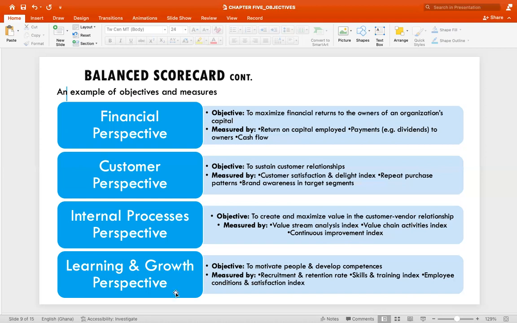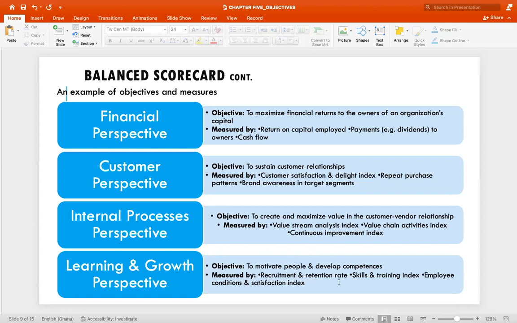Then we have the last one at the bottom, learning and growth perspective. So learning and growth, I said it means you have to train, you have to develop your employees, all right? What is the objective? To motivate people and develop competencies. That is what this perspective aims at, to motivate employees and also to develop their competencies. How can you measure that, gauge that? Recruitment and retention rate can help you.